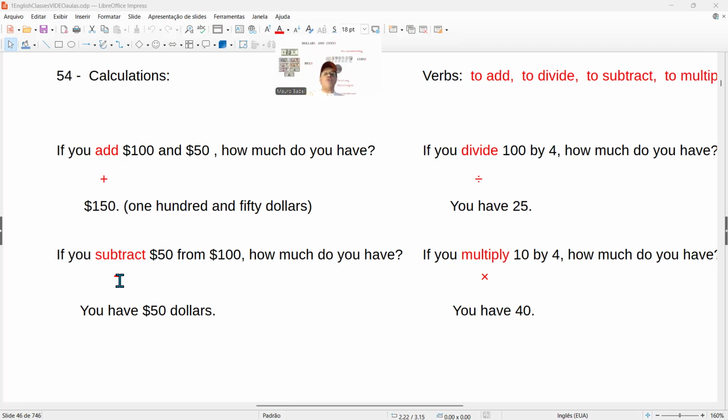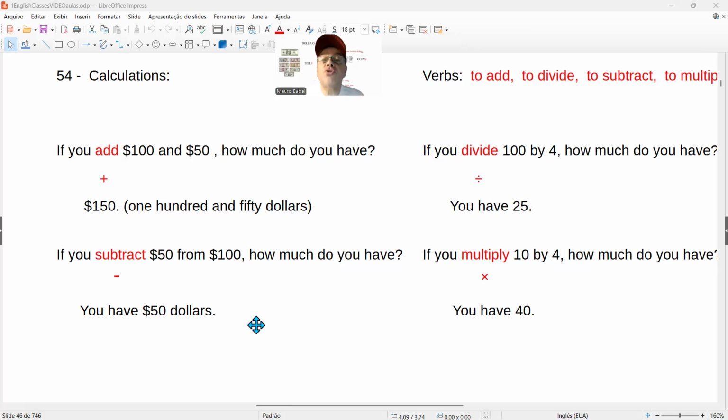If you subtract, olha só, if you subtract $50 from, você está diminuindo, você diminui de alguma coisa, né? Então, if you subtract $50 from $100, how much do you have? You have $50, né? Se tira 50 de 100, fica com 50. Alright? Então me dá a resposta repetindo o início também, usando o início na resposta.